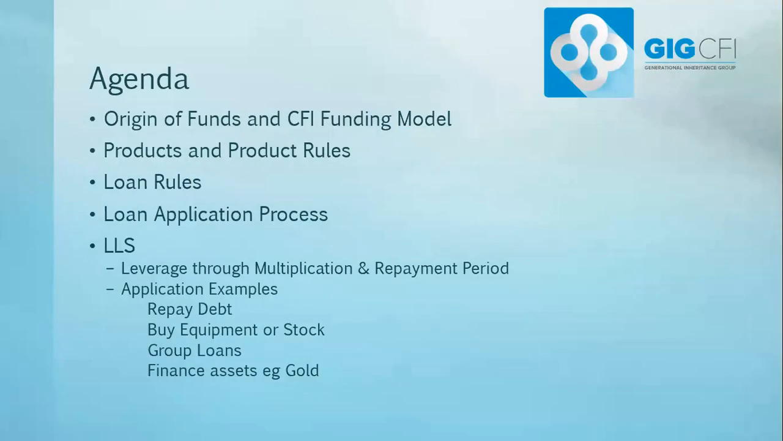So tonight we're going to look at what is the origin of funds for the GEEK group, because a lot of people, when they hear bank, think government gives you money. And then also, how does our funding model work, which is totally different from any other community bank out there in the market. Then we're going to focus on some of the products and product rules, some of the loan rules, what you need to know when you apply for a loan, what the loan application process is, and then we're just going to finish off with some application of how to use the loan link share product.